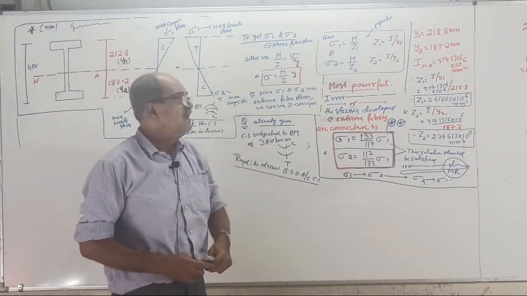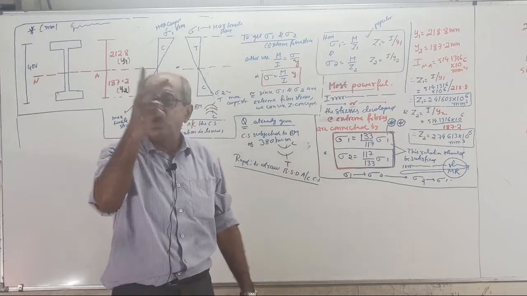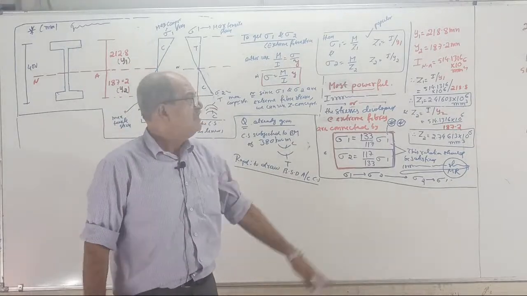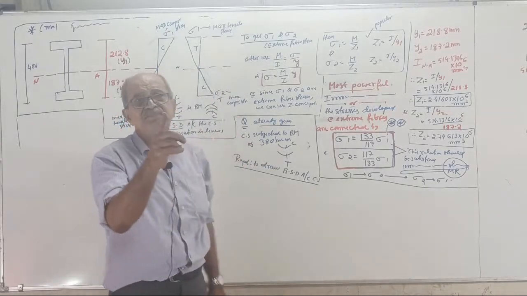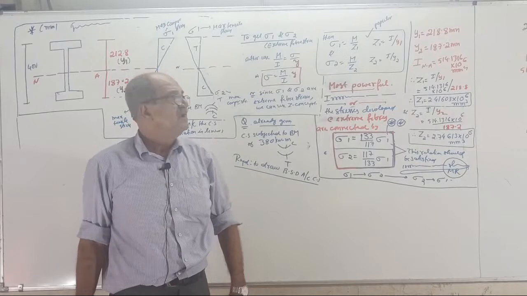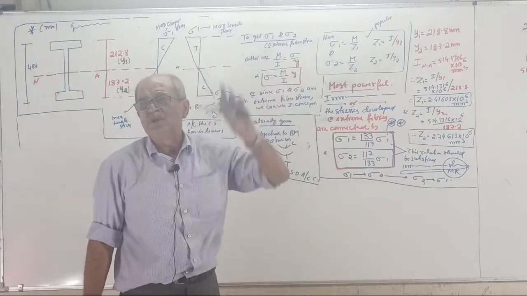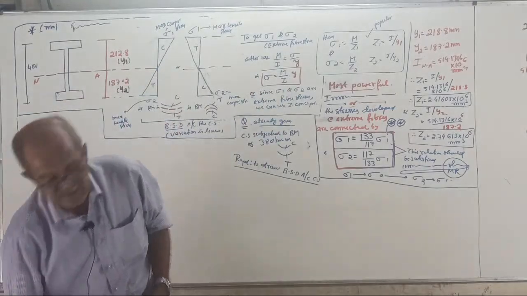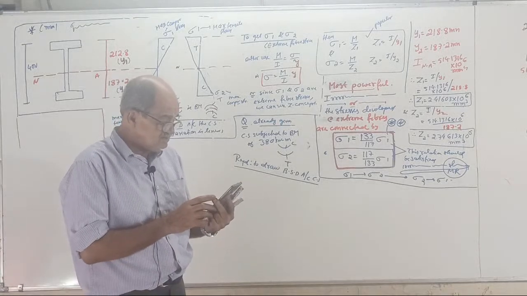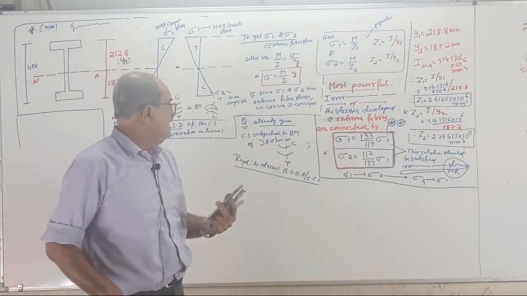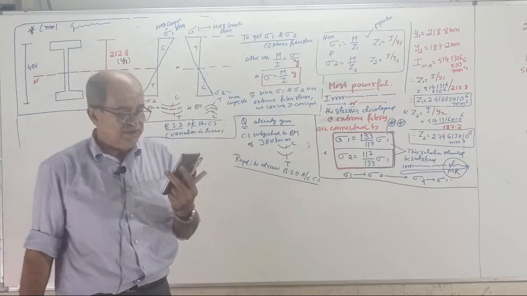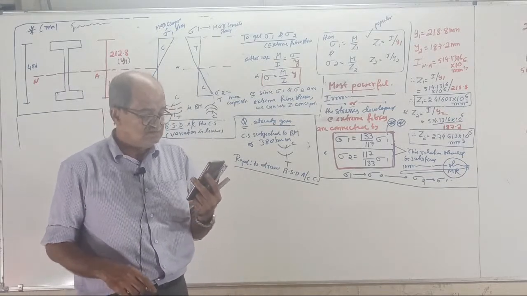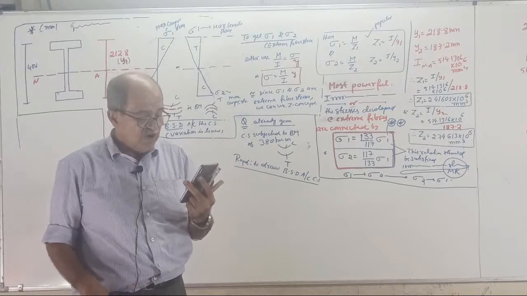Slowly we'll do it. Let this question take 2 more classes, no problem. Why? The full chapter concept will be covered in this question. If it takes 2 more classes, also nothing to worry. Correct or not? Subjected to sagging BM of 380 kN meter, draw the bending stress distribution diagram was the question. Yes or no? First, yes.